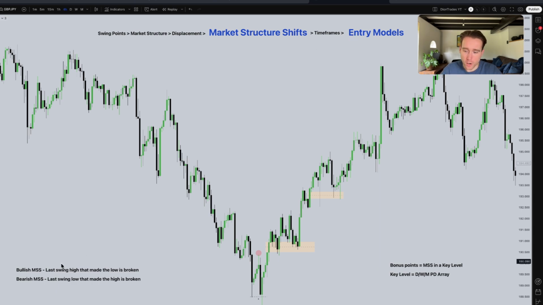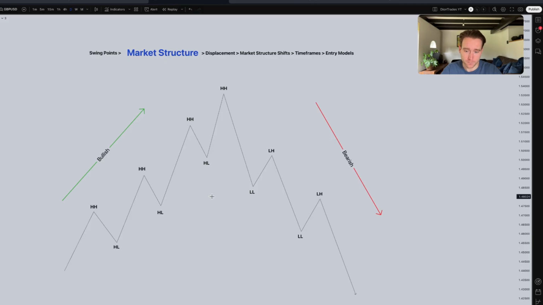So what is a market structure shift? A bullish market structure shift is when the last swing high that made the low is broken. And vice versa, a bearish market structure shift is when the last swing low that made the high is broken. So to come back to the example of market structure right here, when we made higher highs, higher lows, from the moment that we didn't make a higher high, higher low anymore, that's right here, the last low that made the high is broken. Then here is the market structure shift in this move.